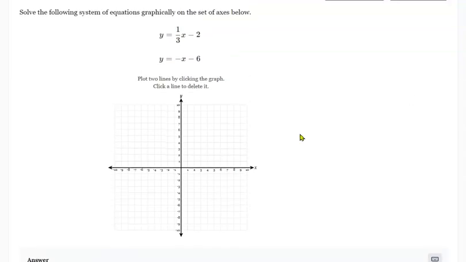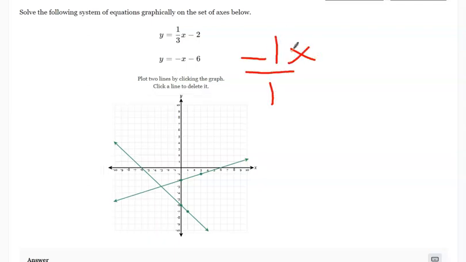Start by graphing at the y-intercept. Follow the slope of +1, +3. Start at the y-intercept, -6, and that slope is -1 over +1. That negative sign can only be used once. So if I use this, it goes with one number only.